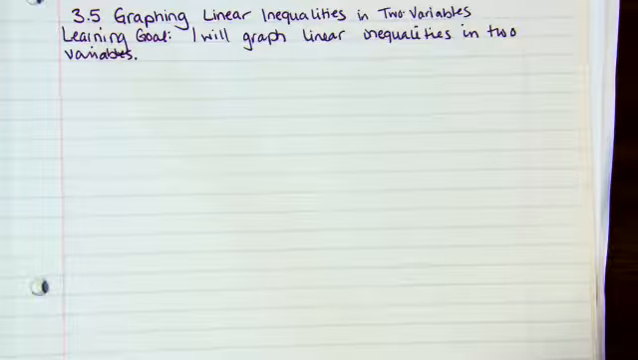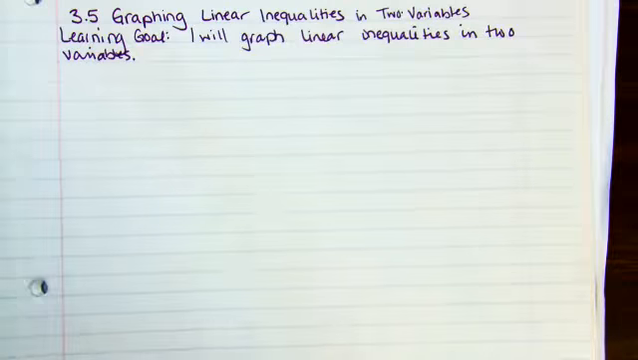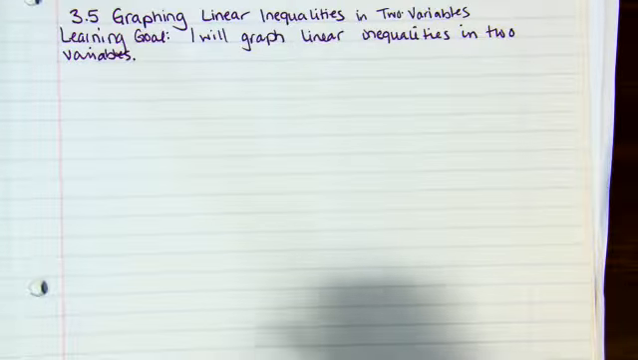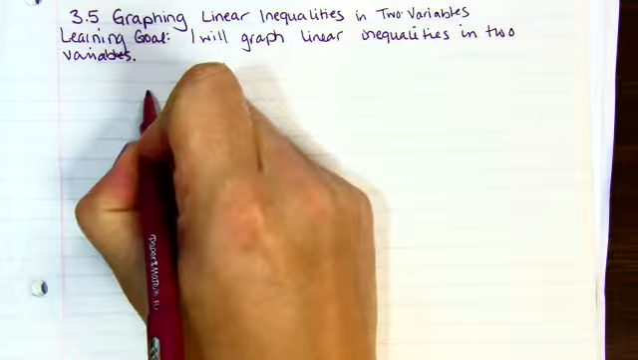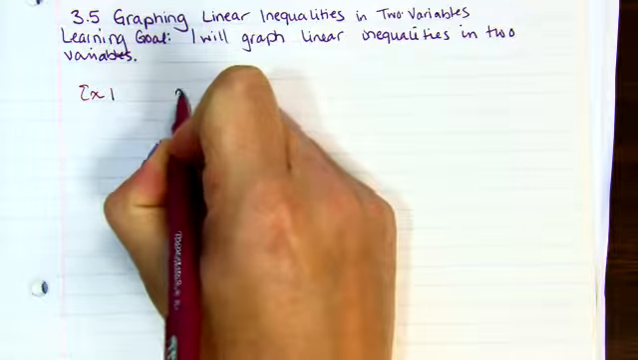So a linear inequality in two variables looks a lot like a linear equation in two variables. However, it's going to be an inequality. So we're going to have either a greater than or less than instead of an equal sign. To start off with, we're just going to be given some inequalities. So for example 1, let's see.